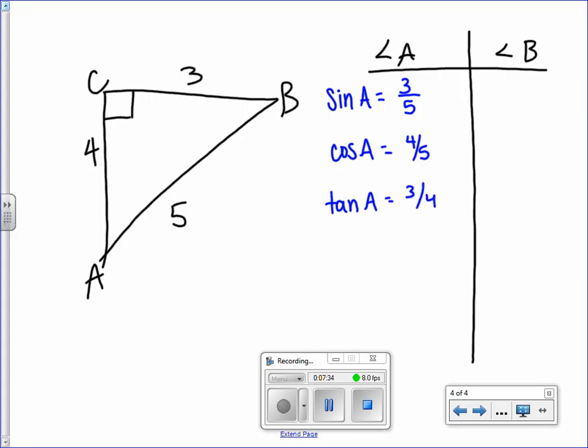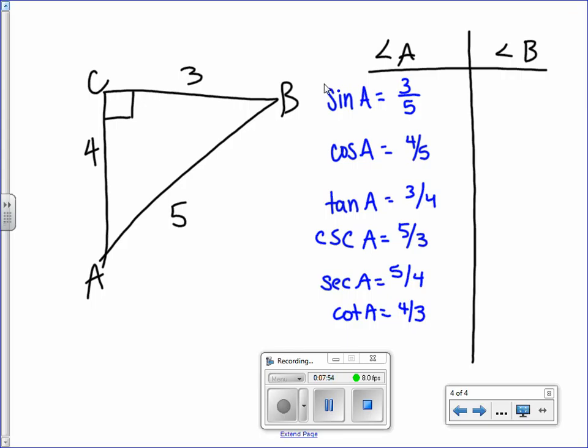Which one did you do next? Did you go back up and then do cosecant? I did cosecant. Cosecant of A would be 5 over 3, and secant of A, and cotangent of A, 4 over 3.